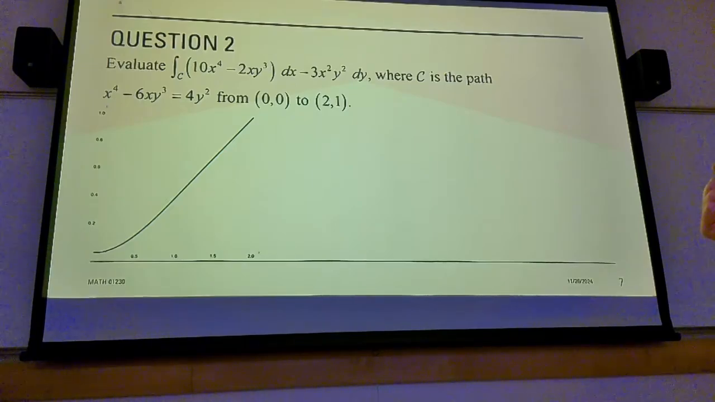The partial of the dx term with respect to y is minus 6xy squared. Okay. And if you do it with the other one, it's also minus 6xy squared. All right. Cool.